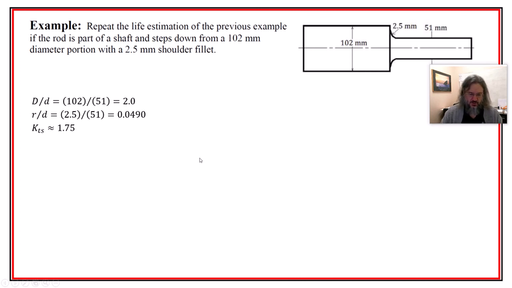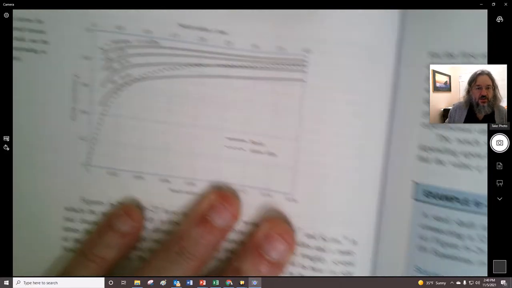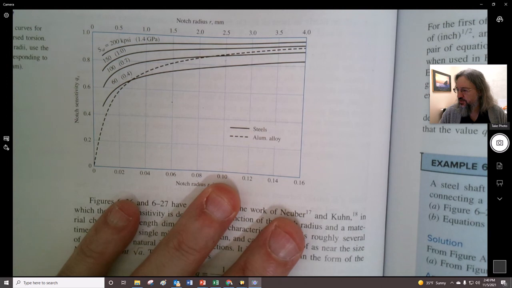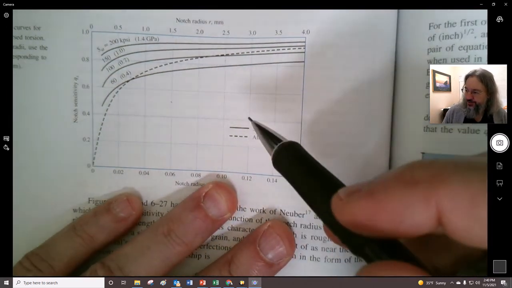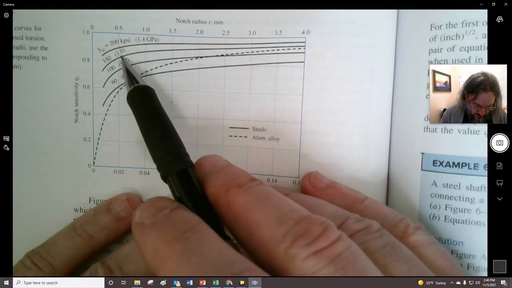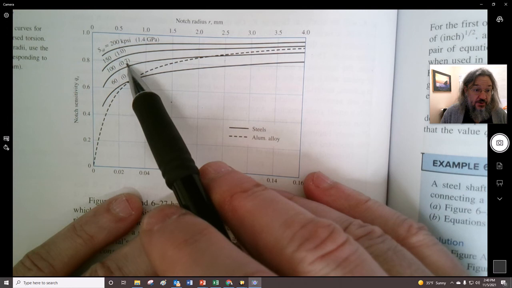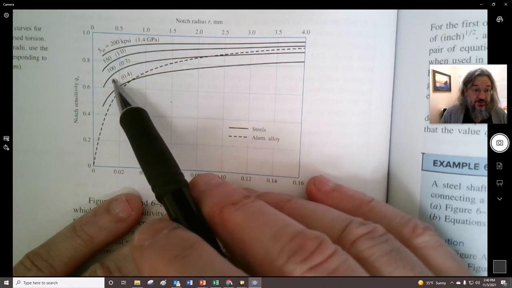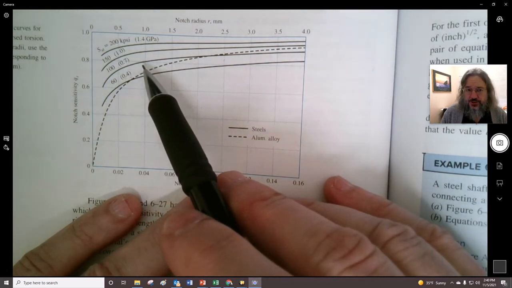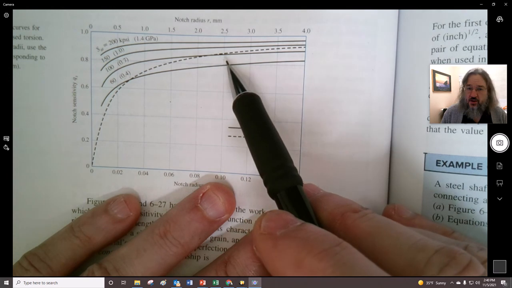Okay. So we had that 1.75, and now we want to get a modifying factor here, and hopefully I did this one correctly. So we go to the notch radius, notch sensitivity chart, and let's see. What was our ultimate strength here? Something like 520. So here is 1 gigapascal, here's 700 megapascal, here's 400. So somewhere in between these two, and our notch radius is 2.5, so it's somewhere up in here.